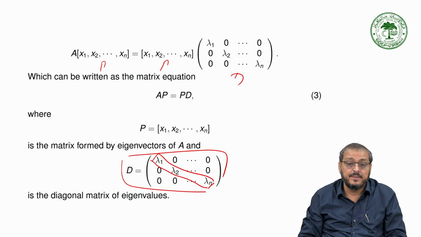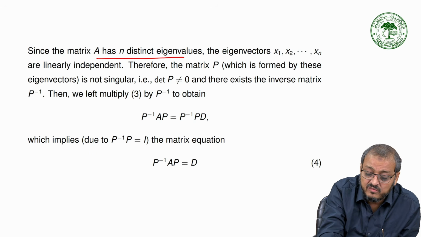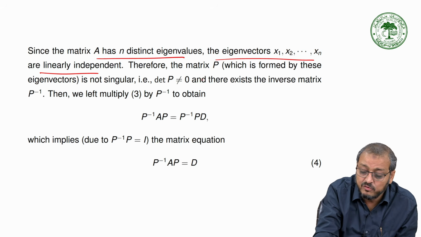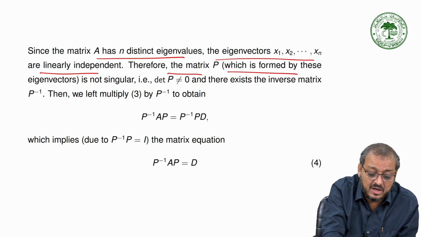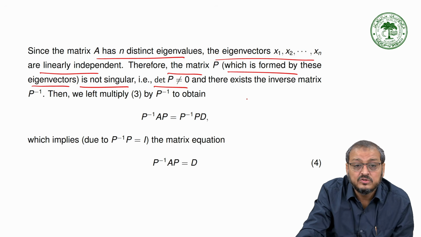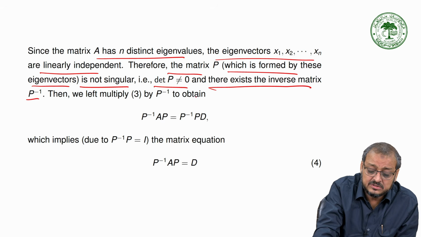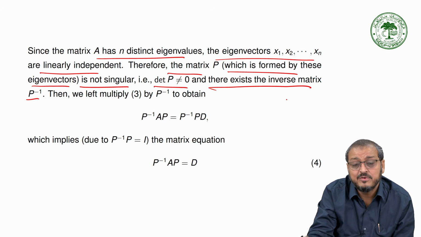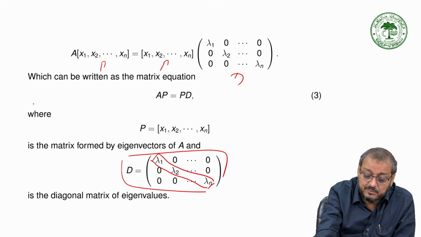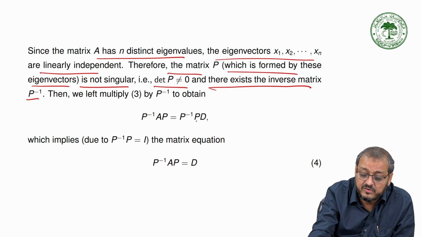Since A has n distinct eigenvalues, the eigenvectors are linearly independent. Therefore the matrix P formed from the eigenvectors is non-singular, because the determinant of P is not equal to 0, and there exists an inverse matrix P inverse. So we multiply by P inverse from both sides. From this we can say that P inverse A P is equal to P inverse P D.